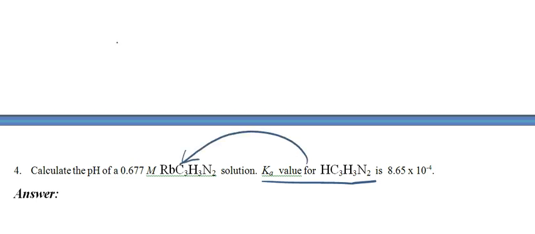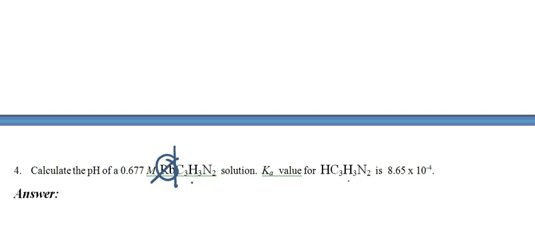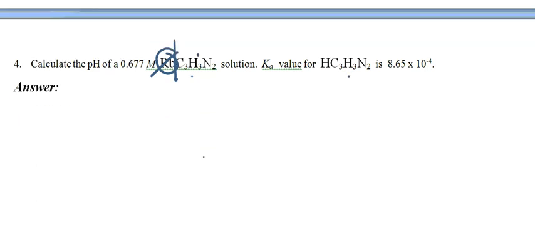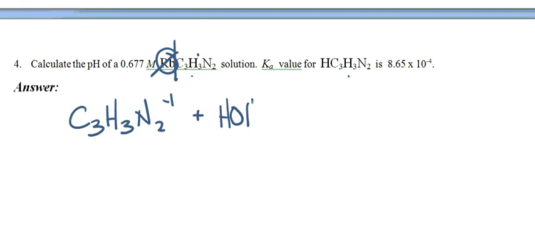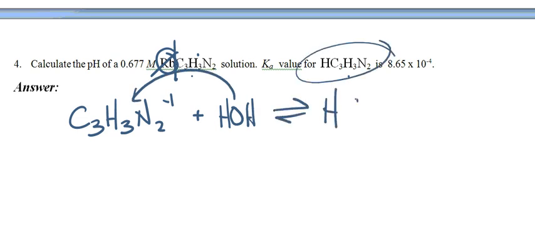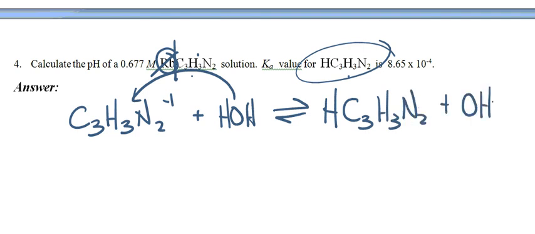So just like what we did in the previous problem, we need to recognize that this is a salt. So the rubidium does nothing. Therefore, this is a conjugate of this weak acid. Therefore, this behaves as a base. Knowing that this behaves as a base, our C3H3N2, which has a -1 charge, is going to react with water to form this. So we'll dissociate and we'll have this. So the solution will become basic.